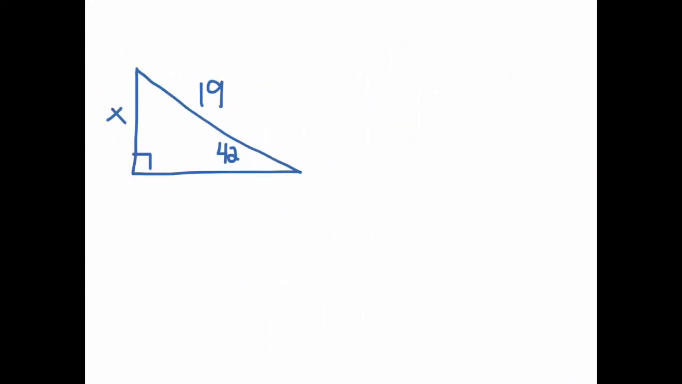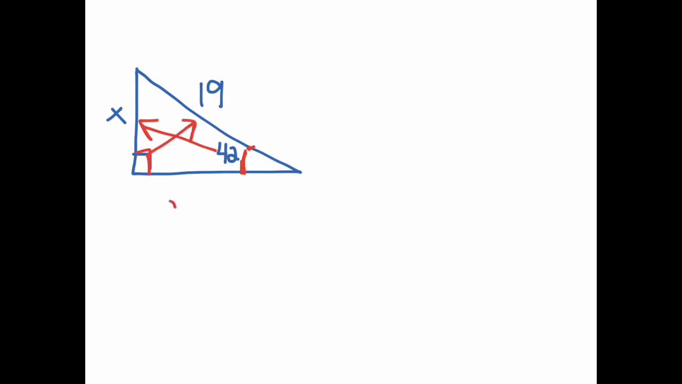For our next question, they just want us to find the value of x, and we'll round to the nearest tenth. So this is very similar to what we just did here. We're going to start here at angle 42, and we're going to figure out which of the 3 sides we're going to be using.